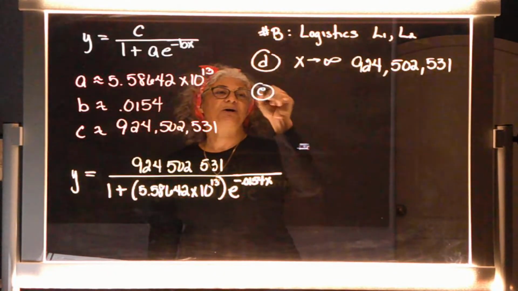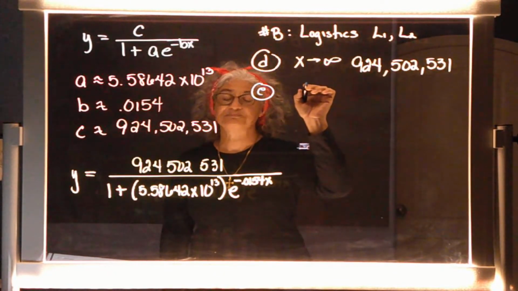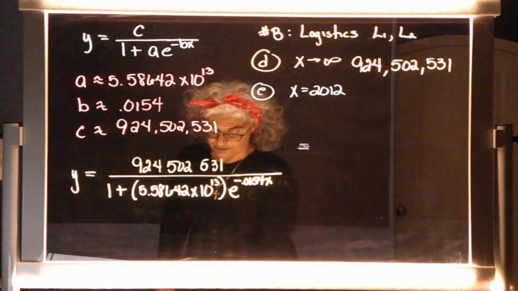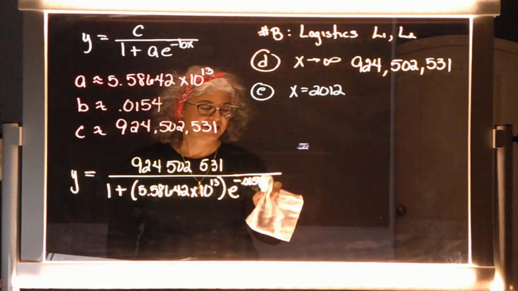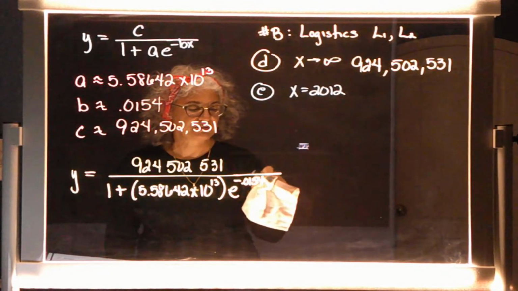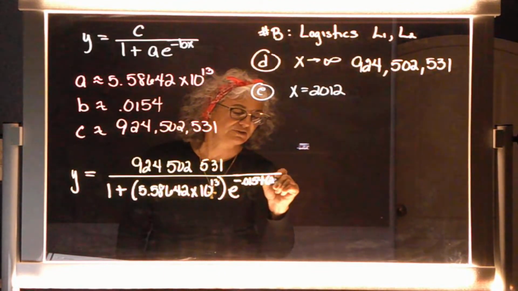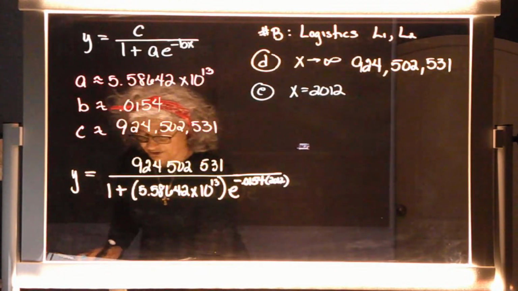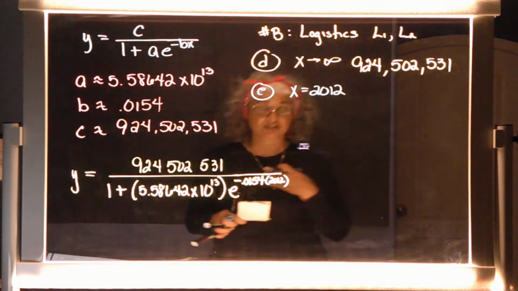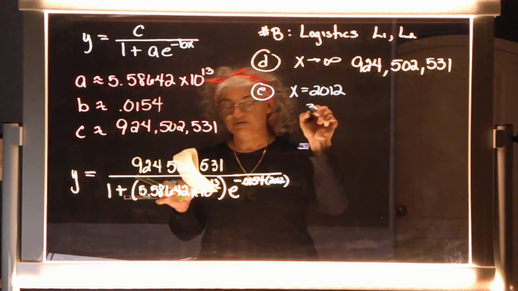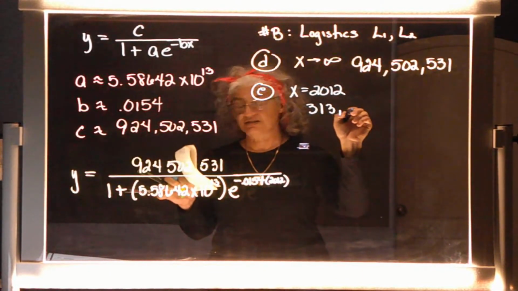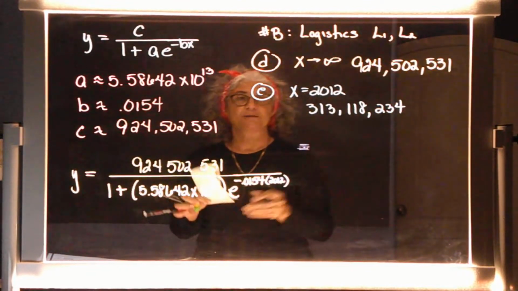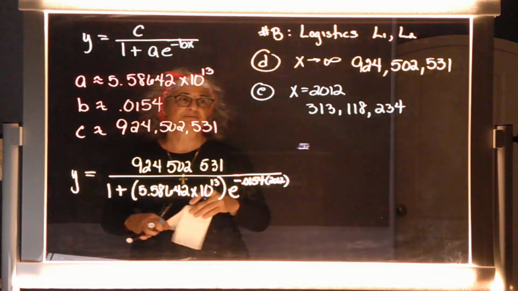Part E wants to know the population in 2012, doesn't it? So my x is equal to 2012, isn't it? So if you allow me, by x, which was time, and here I'm going to put 2012 in its place. And when I do that, you punch it in your calculator. I've already punched it in mine. I ended up with 313,118,234 people. That's a lot of people.